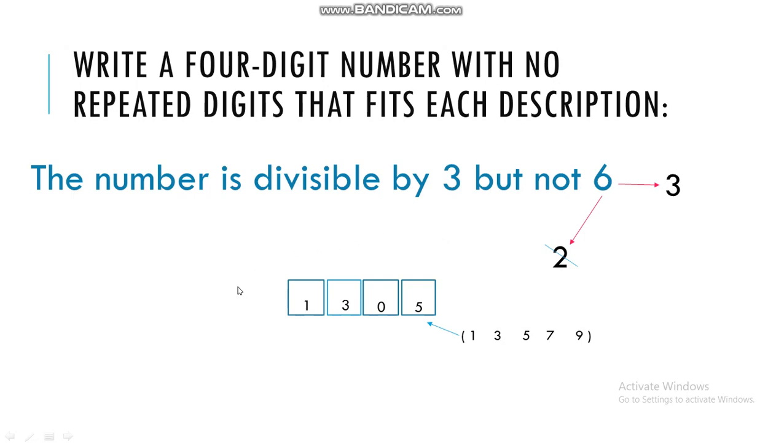We can have many numbers. And here's the thing. Once you have a number, you can play with its digits. So 3,105 is divisible by 3, but not 6. As you can see, I used the same digits, but I ordered them in a different way. Also, 1,035 is divisible by 3, but not 6. And 5,013 is divisible by 3, but not 6.